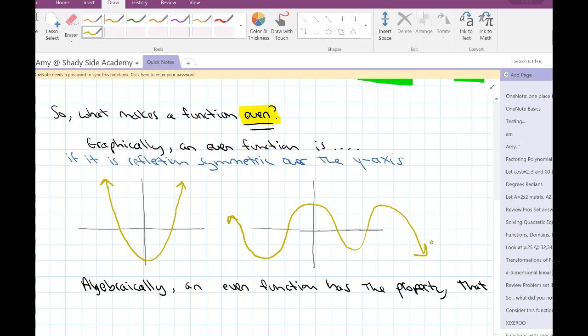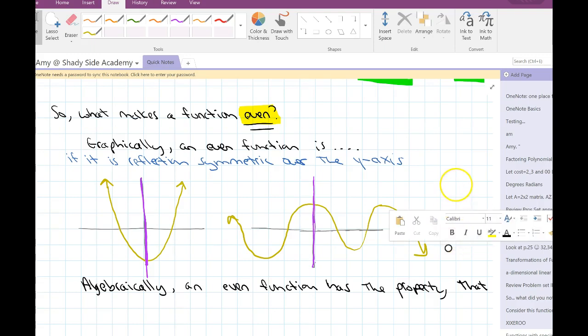So when I say that a function is reflection symmetric over the y-axis, what that means is if you treat the y-axis as a mirror, or if you pick up your paper and fold your paper on the y-axis, the function should map onto itself. It should fall onto itself. So that is the graphical feature of an even function. Naturally, if I were to ask you, are all functions even? I hope it's obvious that no, certainly not all functions are reflection symmetric over the y-axis.